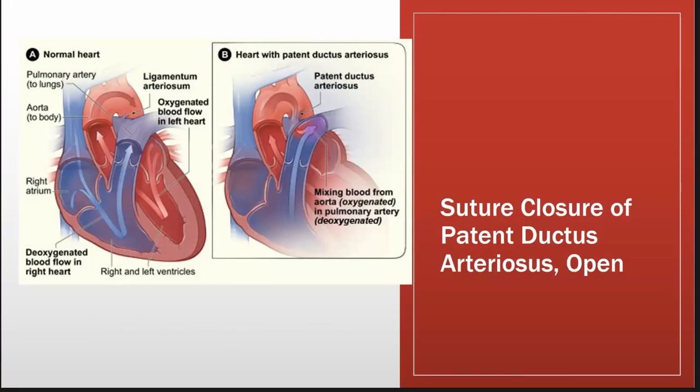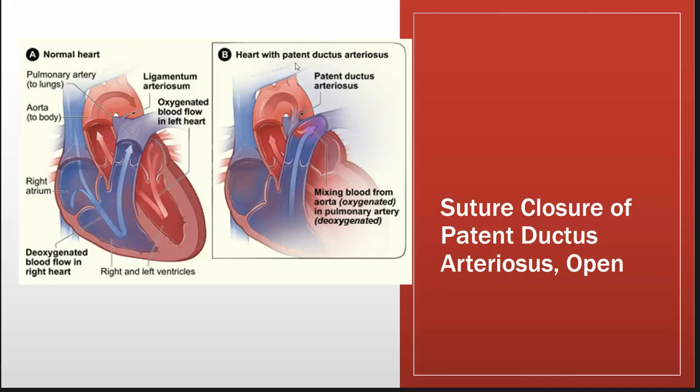The next one is number 8. You have a suture closure of a PDA, open surgical approach. On the left here, you have a picture of a normal heart. You have the pulmonary artery here, and you have the aorta. You see how this is closed off. This channel, the aorta, is closed off, and you have the pulmonary artery branch, so to speak.